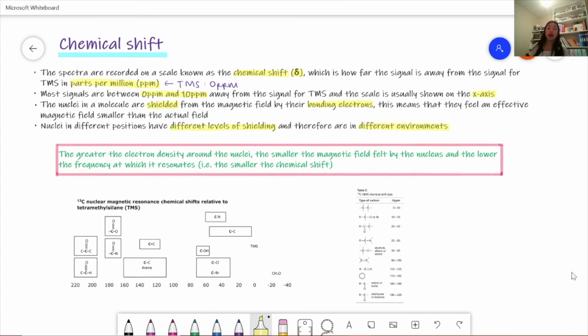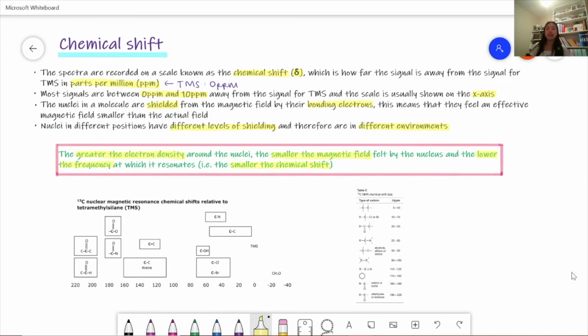And the general rule we have is that the greater the electron density around the nuclei, the smaller the magnetic field felt by that nucleus, and the lower the frequency at which it resonates. So basically the smaller its chemical shift.